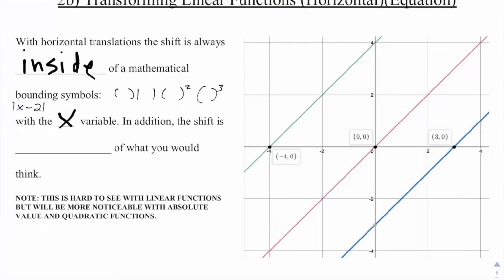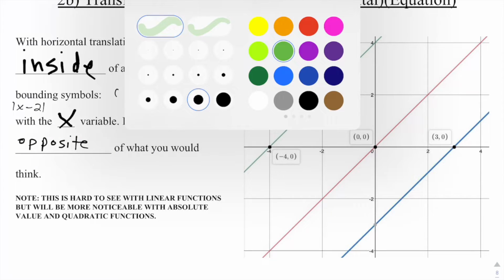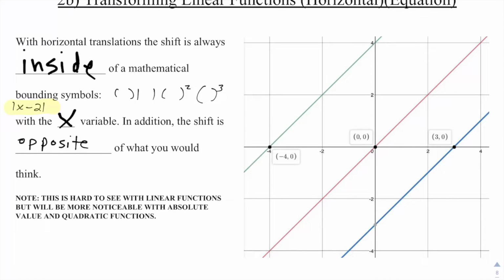In addition, the shift is always opposite of what you would think. So with this example right here that I did for you of x minus 2 inside of an absolute value, you would think you would go left 2 or back 2 on the number line because that's where the negative values are. But in actuality, it's opposite of what you would think. So you would go right 2 with that horizontal shift in that absolute value.